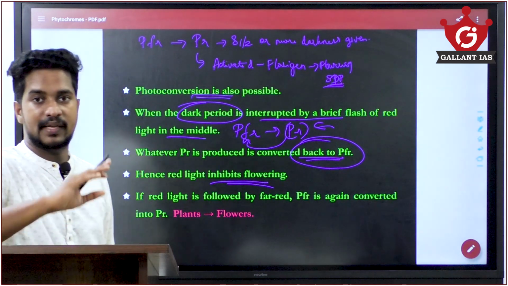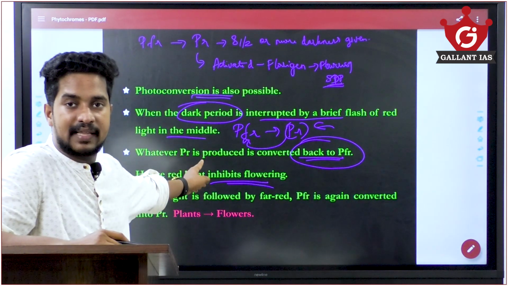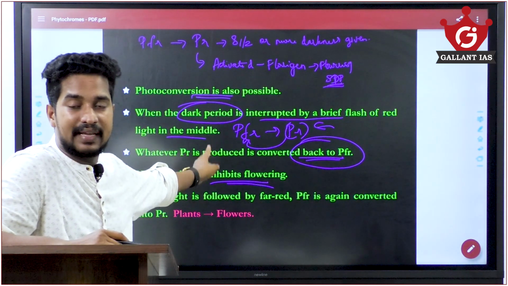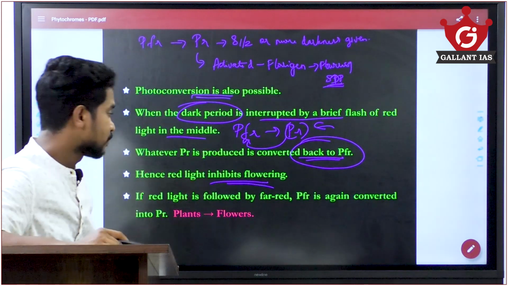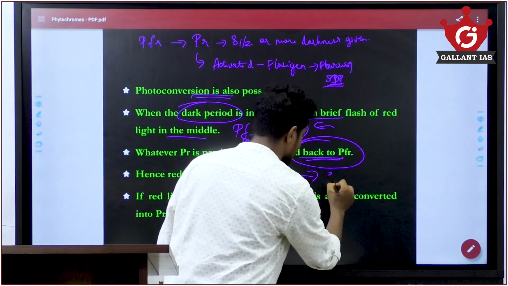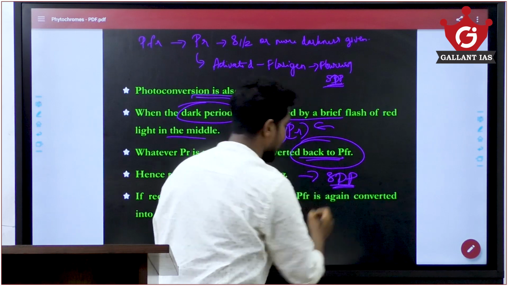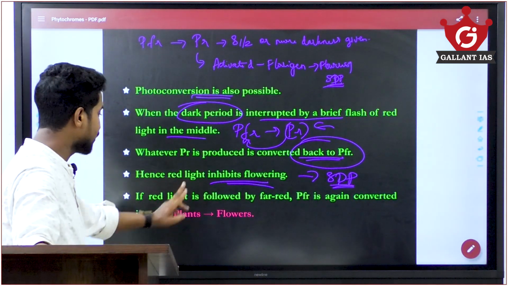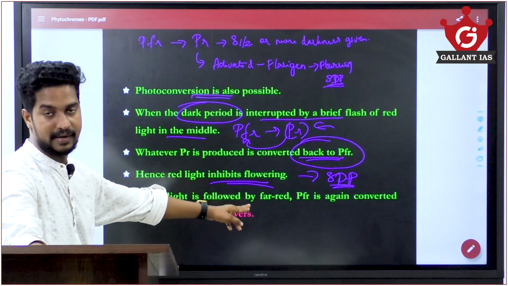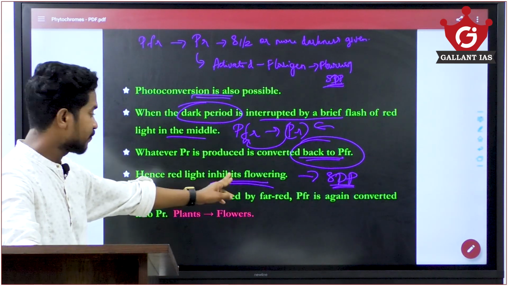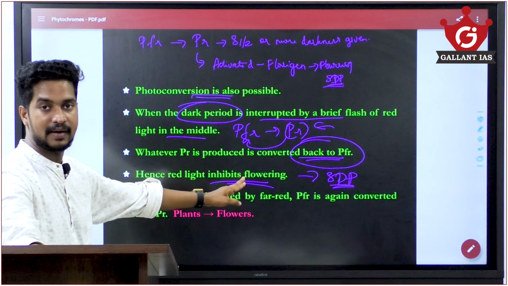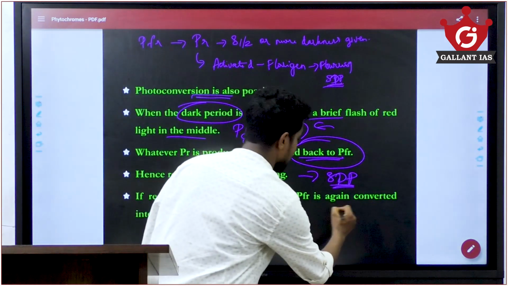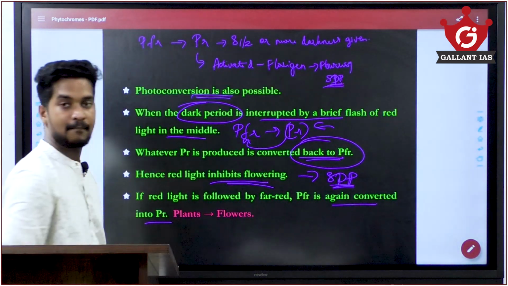One thing also noted is that red light inhibits flowering in short day plants. If red light is followed by far red, PFR is again converted into PR.